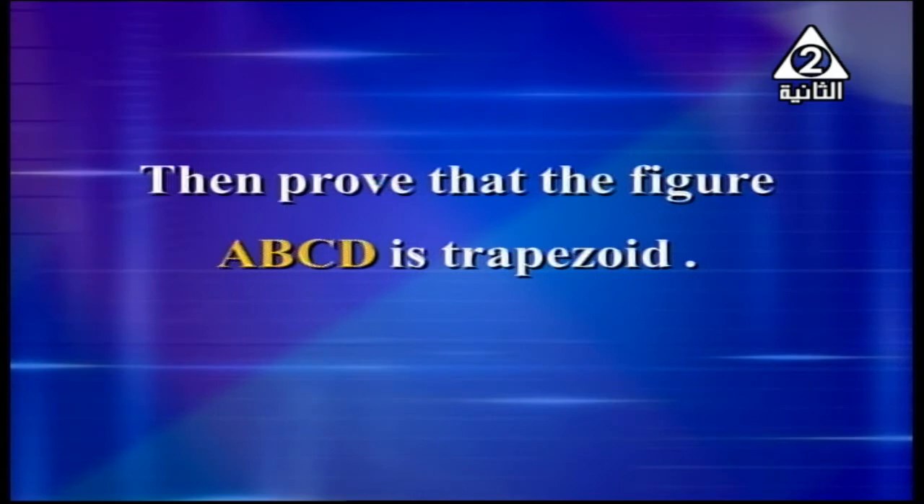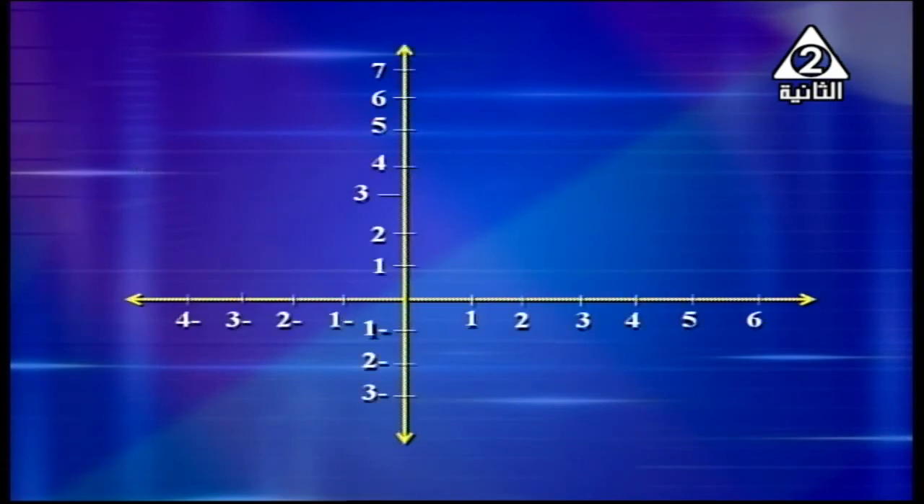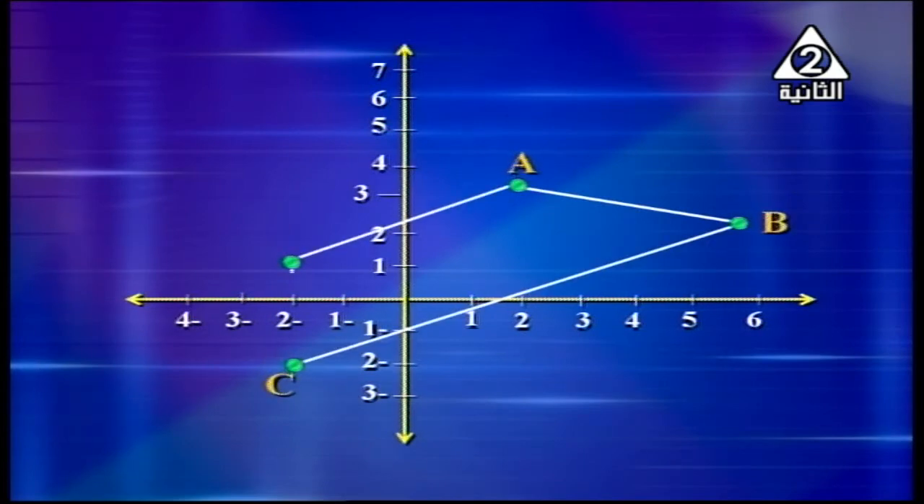Then prove that the figure ABCD is a trapezoid. First of all, let us try to represent these 4 points graphically. So plot the 2 axes, the x and the y axes, and try to plot the points A, B, C, and D, and try to join them all together. So you are going to form a trapezoid, but you must prove that this figure is a trapezoid.